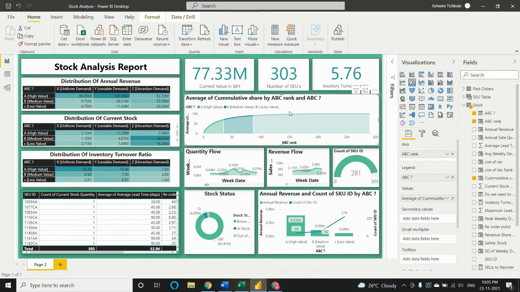In the area chart, what we did is we added the ABC rank in the axis. We added the ABC in the legend, and in the values the average of cumulative share. Okay, the average stock of cumulative share. So we get this area chart, and here we can analyze the data. Okay, see here.